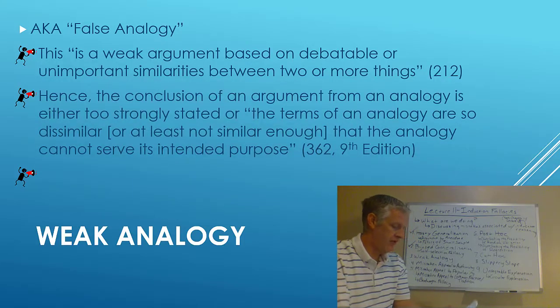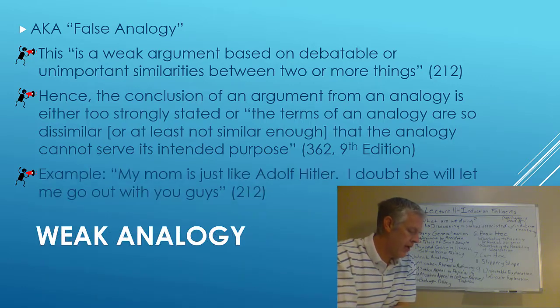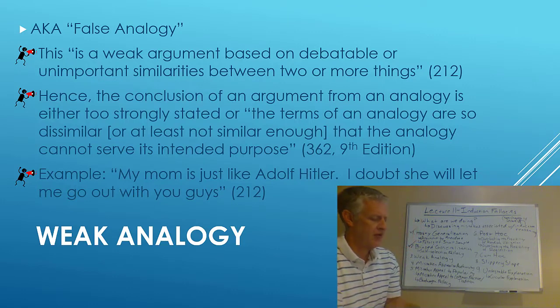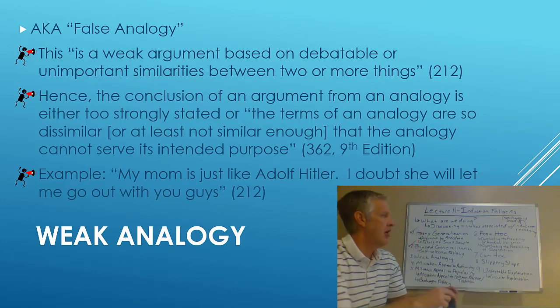So, in the middle of slide 5, the conclusion of an argument from analogy is either too strongly stated or, quote, the terms of an analogy are so dissimilar, or at least not similar enough, that the analogy cannot serve its intended purpose. Again, that's from page 362 of the 9th edition. They give you an example on page 212 of our edition. This is a quote: my mom is just like Adolf Hitler. I doubt she will let me go out with you guys, end quote. Okay, that's a very weak analogy.